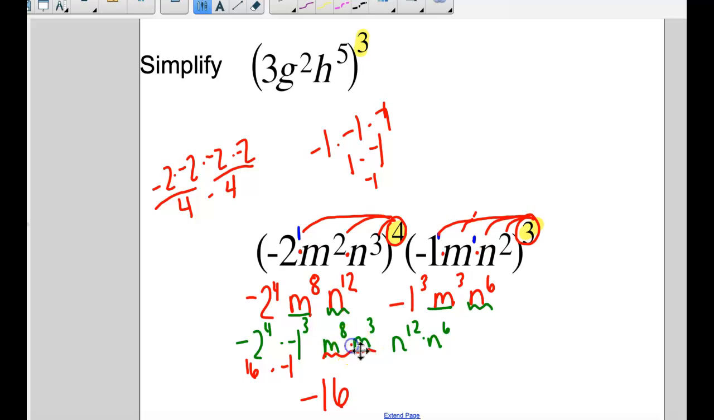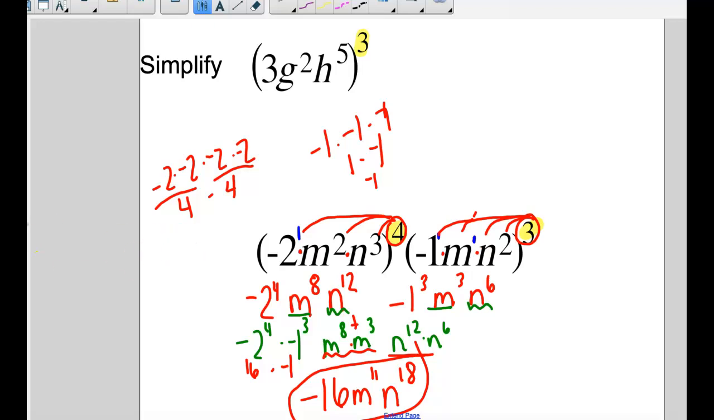When I combine my m's, because it's a multiplication, I'm going to add those and I'd get m to the 11th. And then when I add my n's, I'd have n to the 18th. So just make sure you're walking through each step, right? This was day 2 of the chapter.